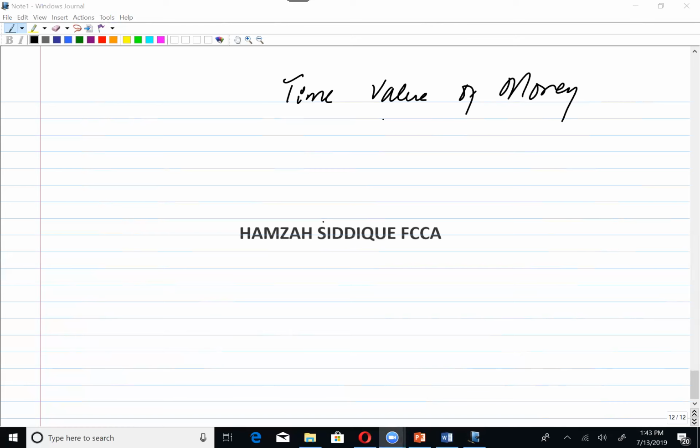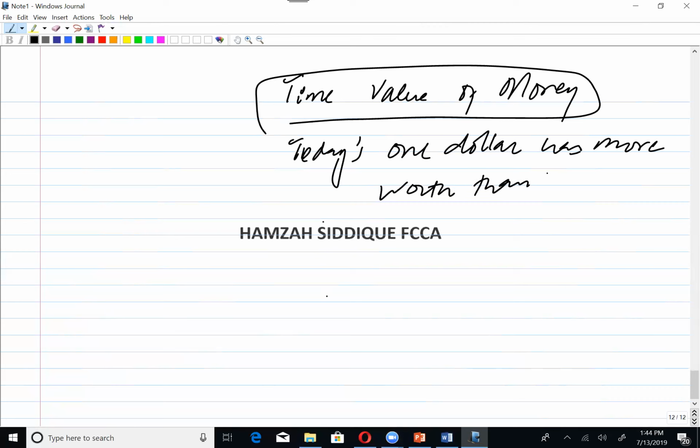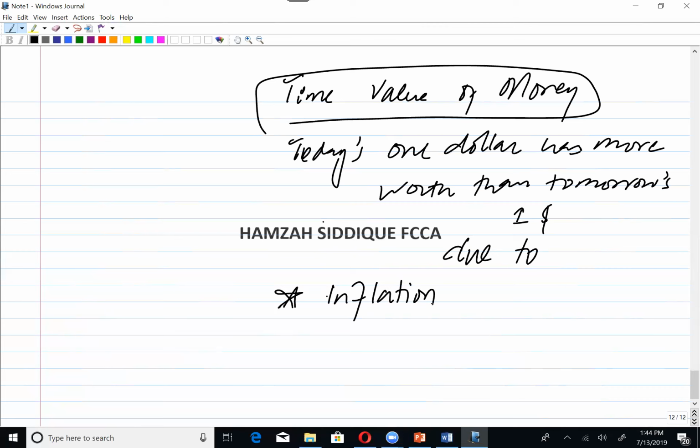Okay, good. Time value of money, the concept. What is it? What is this concept? Time value of money means that today's $1 has more worth than tomorrow's $1. Yes. Why does it have more? Due to three reasons. Number one, inflation. Due to inflation, tomorrow its value will be decreased.